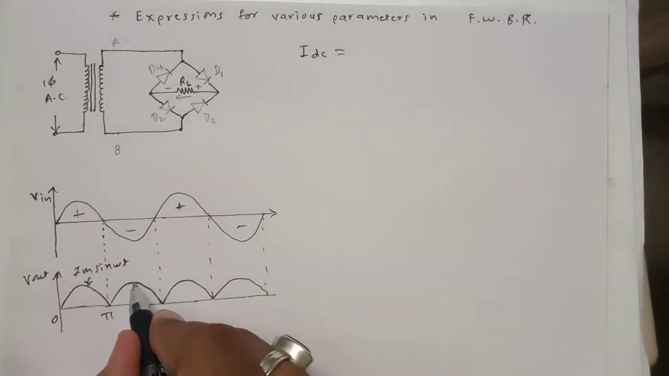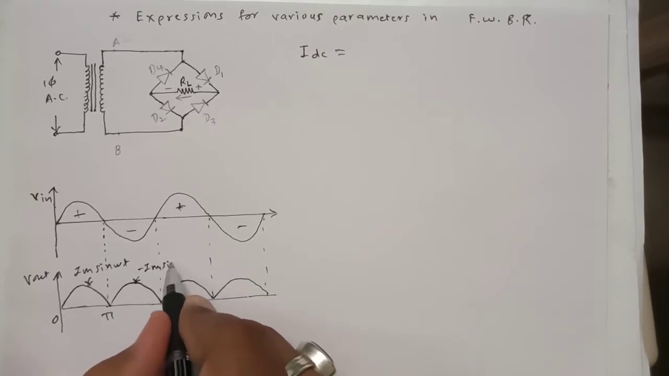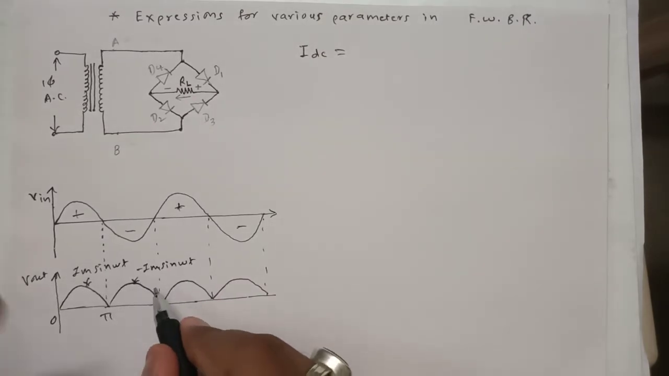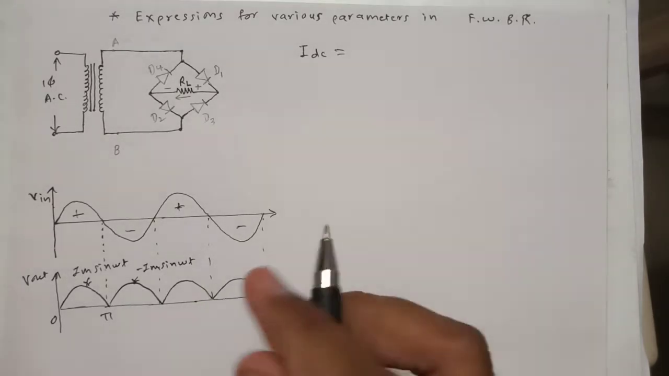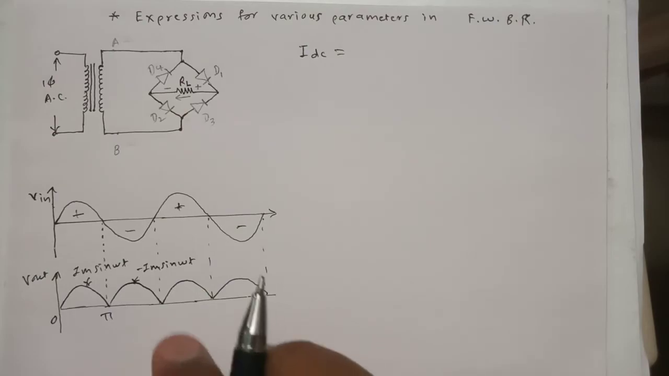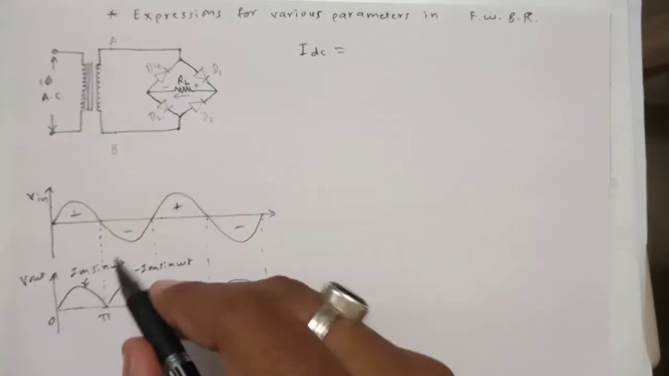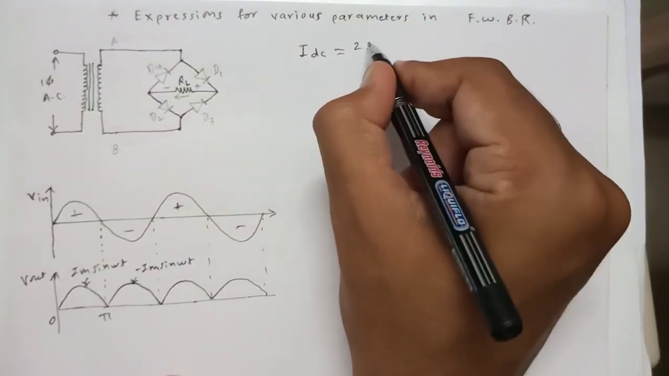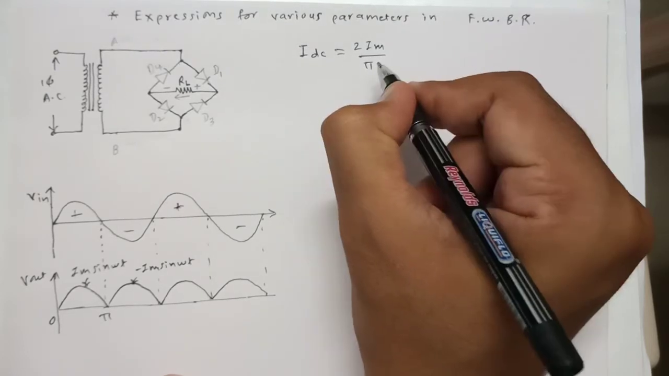This waveform we write, if you remember, as minus Im sine omega t. If you do not remember, kindly see those videos. After this, if you put all the values, you will get the same result as we have got in case of the center tap full wave rectifier. That's why I will not derive it once again. You can write the same expression for the full wave bridge rectifier also. So the equation for IDC will become IDC equals twice Im by pi.